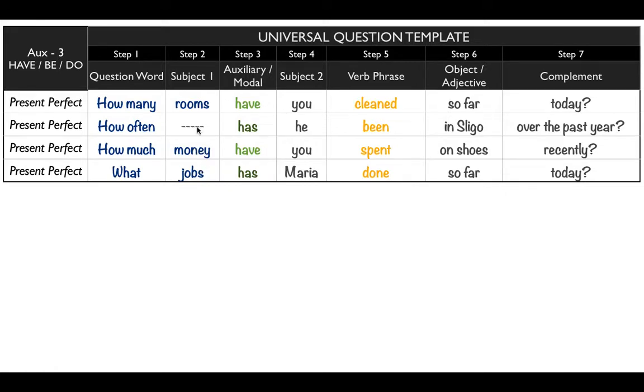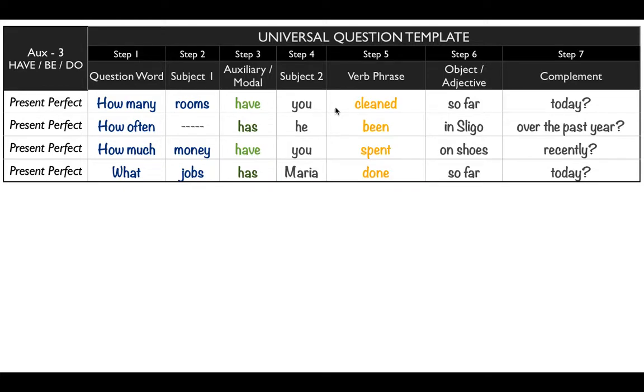Okay? How often doesn't use a subject here. So a lot of the question words you'll see will have an empty subject here. But how many, how much, and what, they are used in the subject part. Because it's have you, I have, you have, he has. So it's have you, has he, has Maria, because Maria is a she.